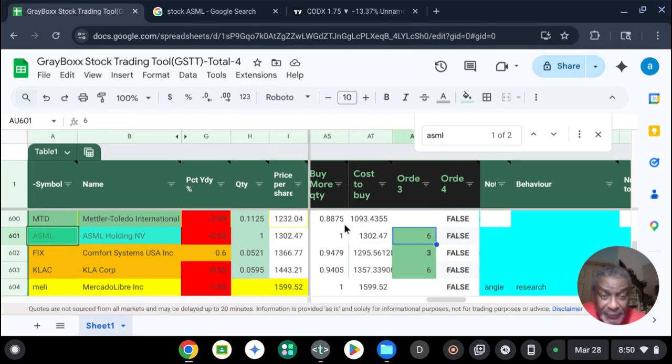It's on order 3 as the 6th position. This is the person that gave us the information, whether it be Trapper or Catfish or somebody else on the web, and then the behavior that was done as research.